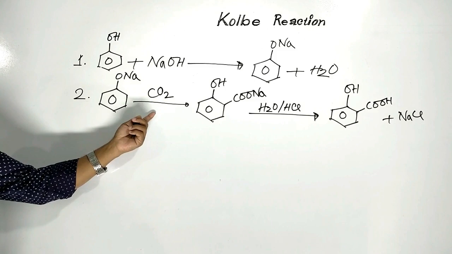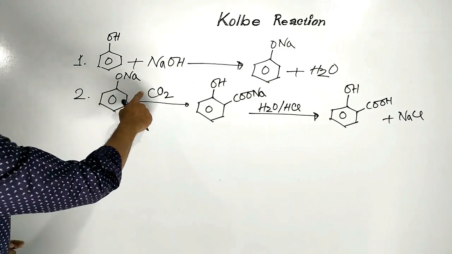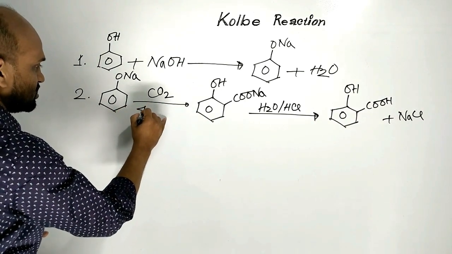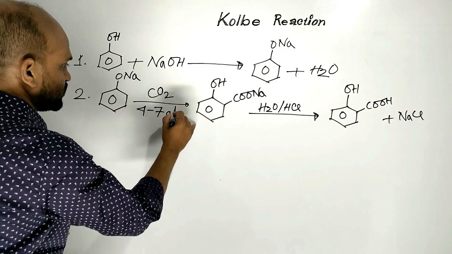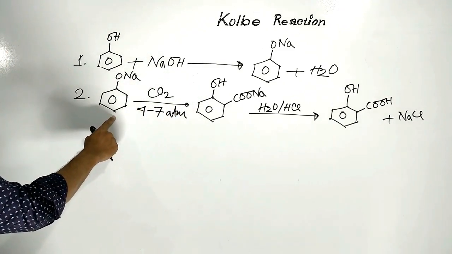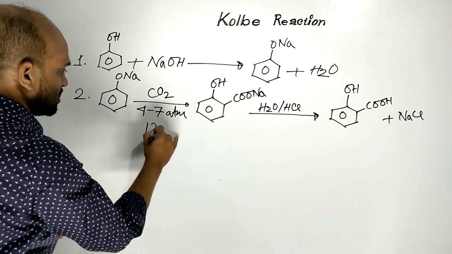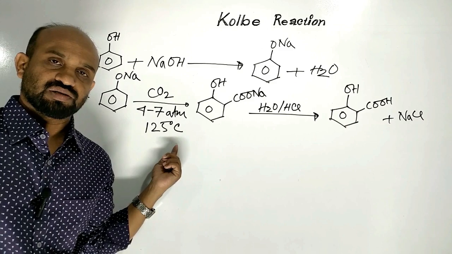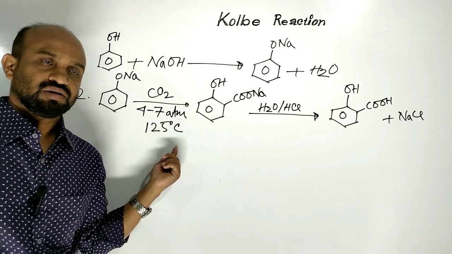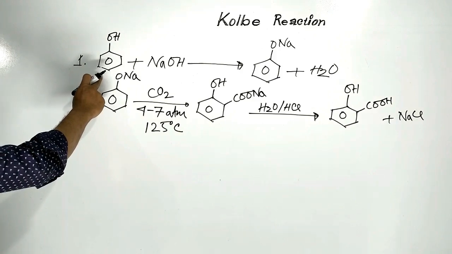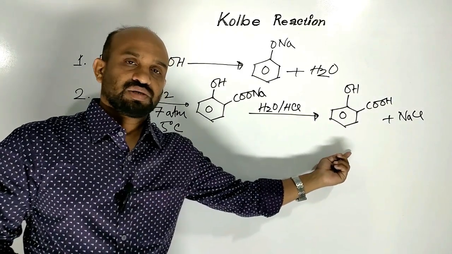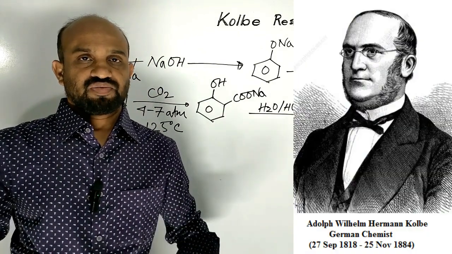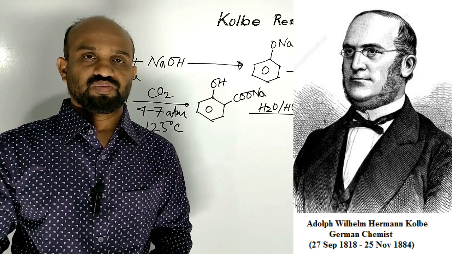Here, at the time of passing carbon dioxide through sodium phenolate, pressure is applied, 4 to 7 atmosphere pressure, and the reaction is carried out at around 125 degrees Celsius temperature. This is the reaction by which phenol is converted to salicylic acid. This reaction is known as Kolbe reaction after German chemist Hermann Kolbe.